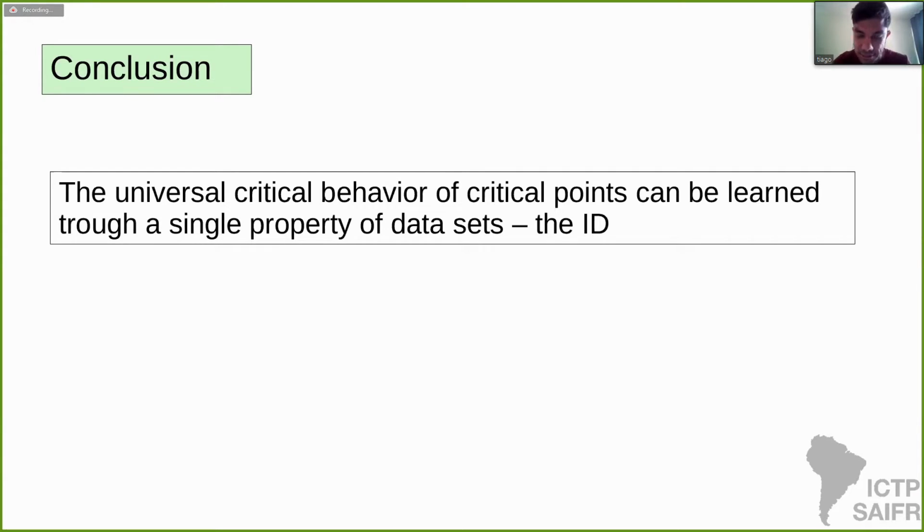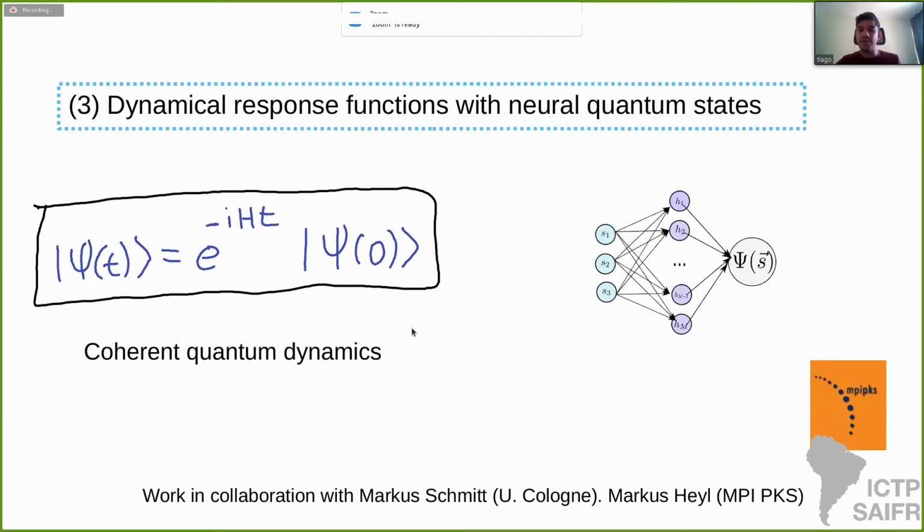So the basic idea is that the results indicate that the universal critical behavior of critical points can be learned through this property of data sets that we call intrinsic dimension. All right. So now let me try to mention another direction that I'm interested in.